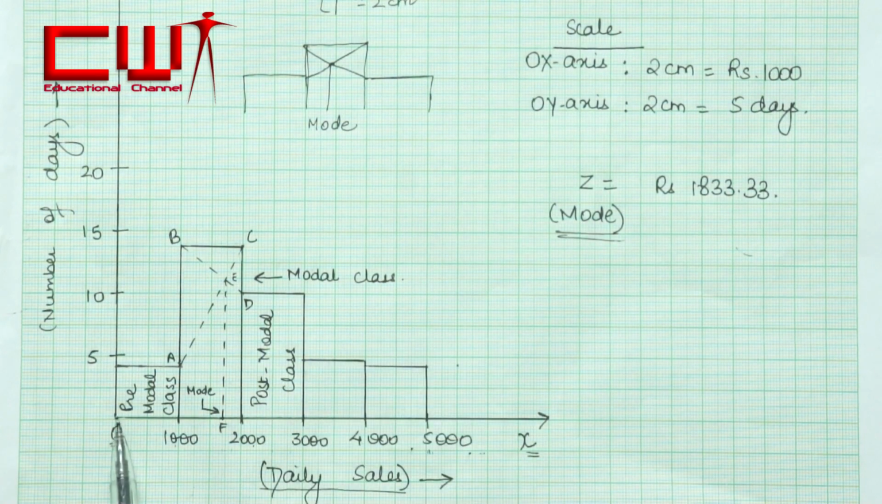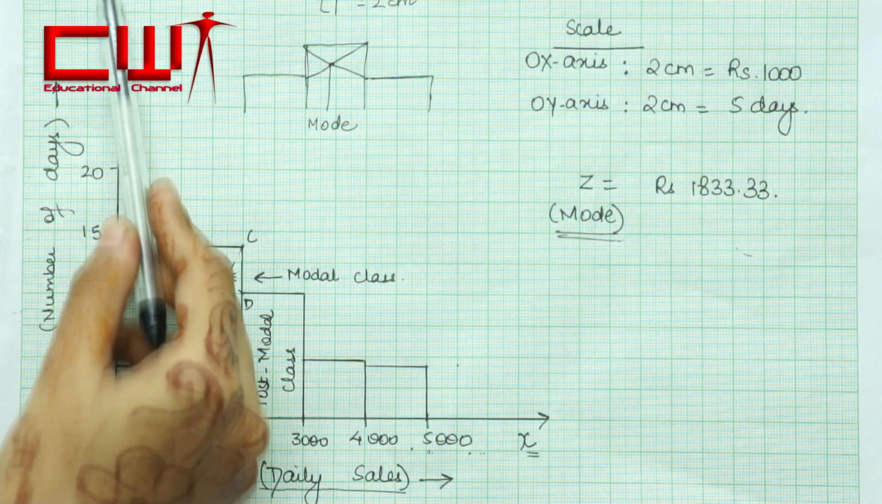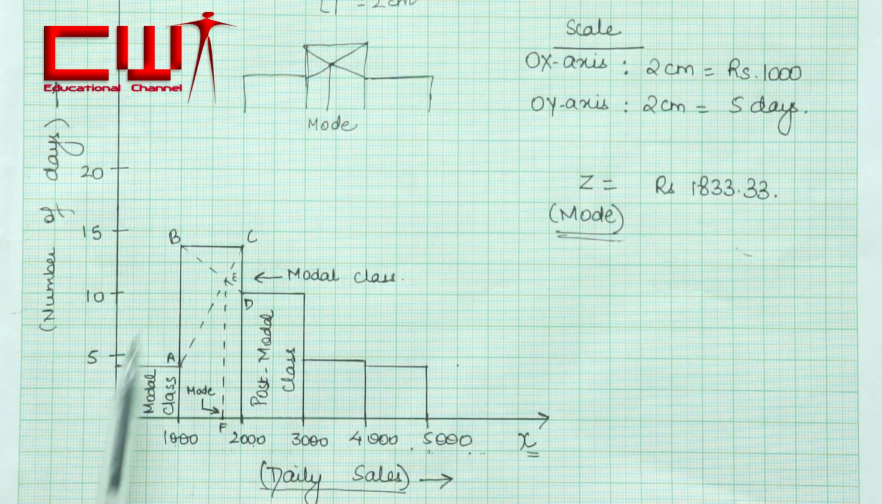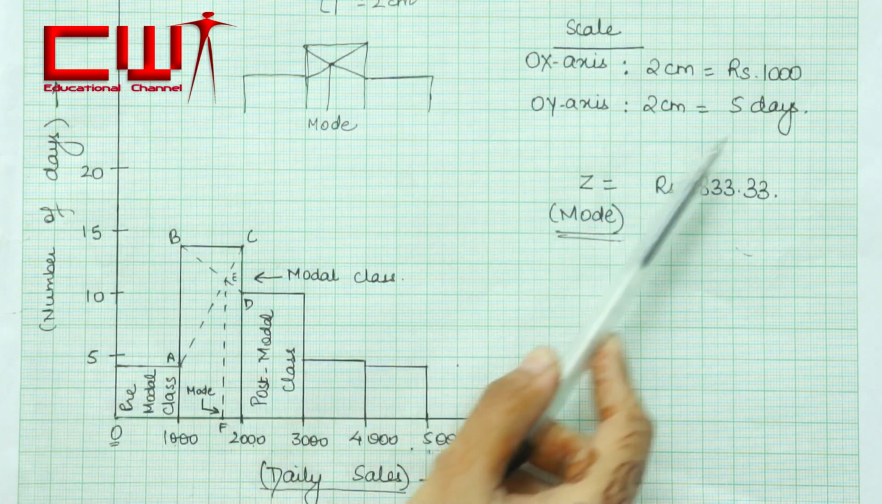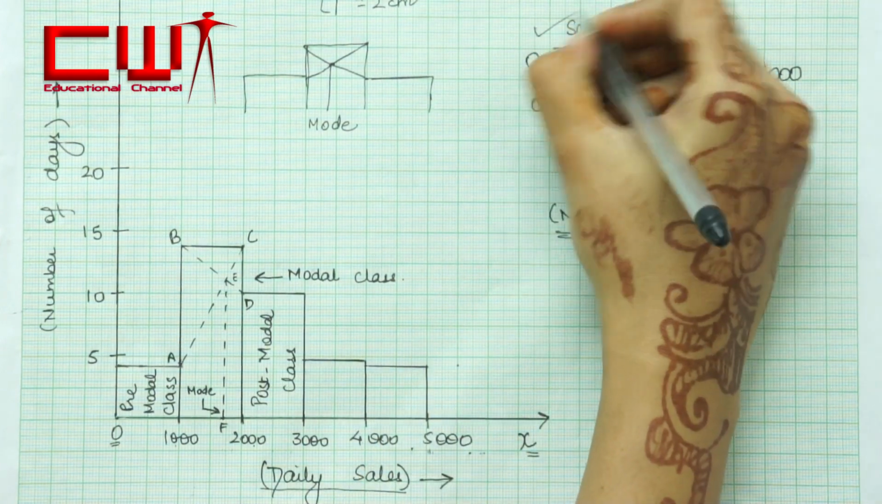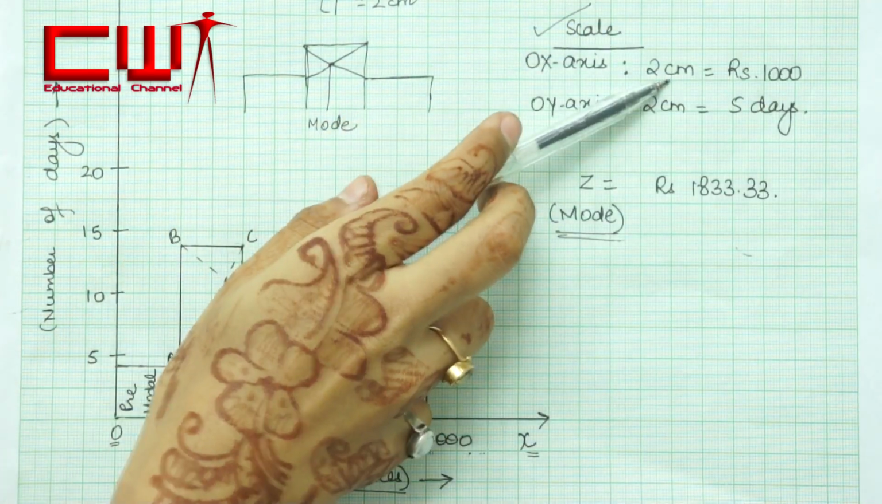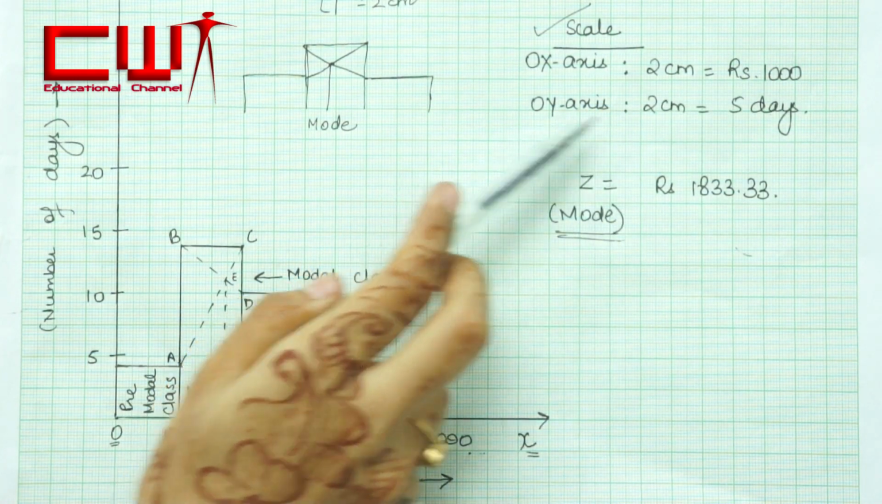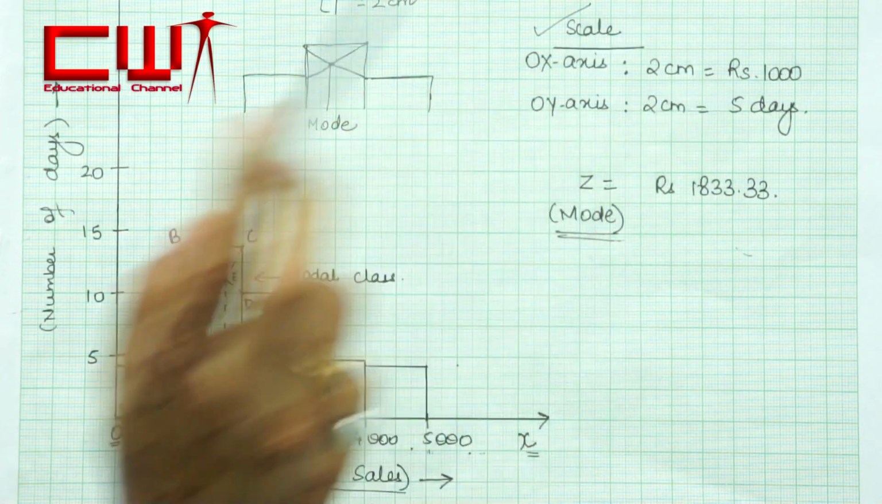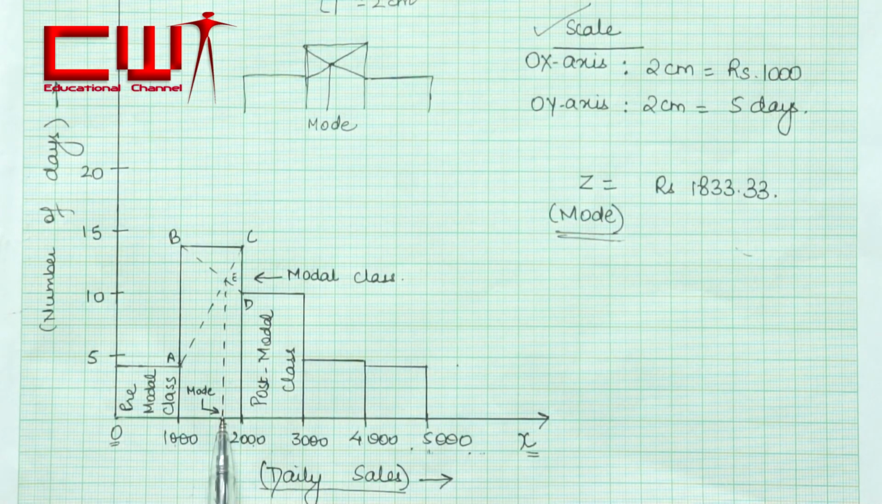On the OX axis with 2 centimeters, you have taken 1000 rupees by 1000: 1000, 2000, 3000, 4000, 5000. The difference is 1000 each. On the OY axis, at 2 centimeters, you have taken 5 days. Why 5? 5, 10, 15, 20. What is the difference? 5. So this scale is very important. On the OX axis, how many centimeters and what you are showing. On the OY axis with 2 centimeters, you are showing days. Here you are showing rupees. And where this point meets is known as the mode. This is how you will calculate mode with the help of graph paper.